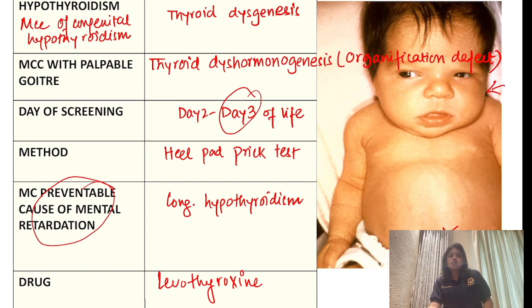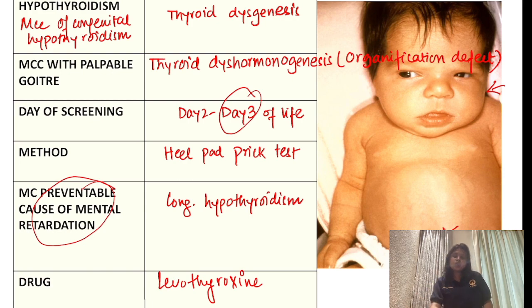Okay. So most common cause of congenital hypothyroidism, thyroid dysgenesis. But if you're having a palpable goiter in the question, or if you have an image based question where you have this palpable goiter, the answer will be thyroid dyshormonogenesis. When do we screen? How do we screen? And it is preventable, and what is the drug we use?